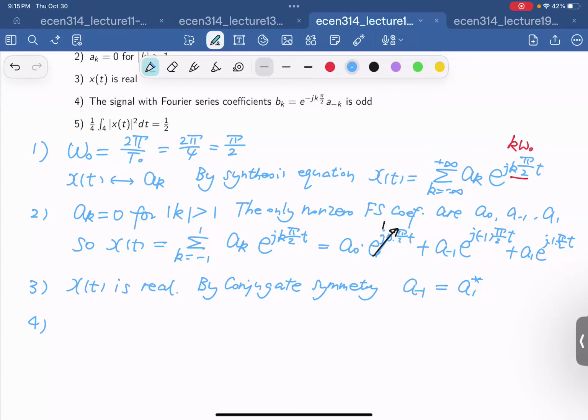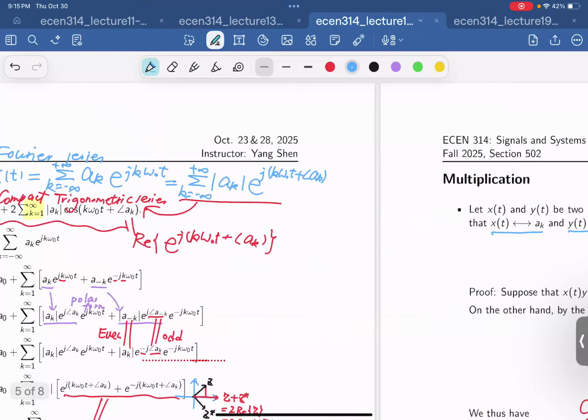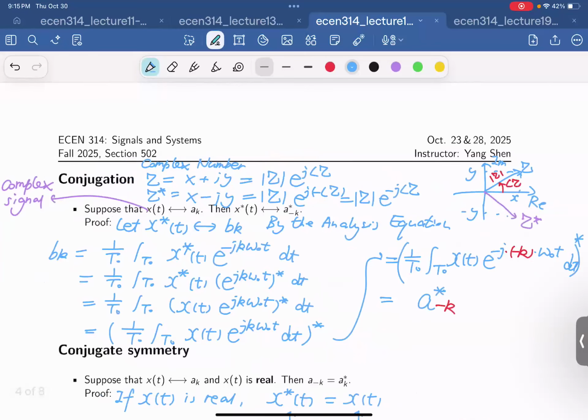Well, if a signal in the time domain is odd, what does it say about the Fourier series coefficients in the frequency domain, right? Because this k determines the k-th harmonic, whose frequency is k times omega naught. Well, let's try to remind ourselves, right? What did we learn? Something about even and odd.